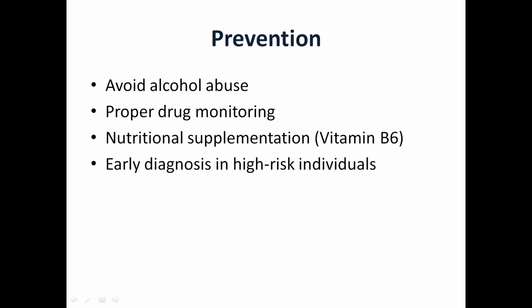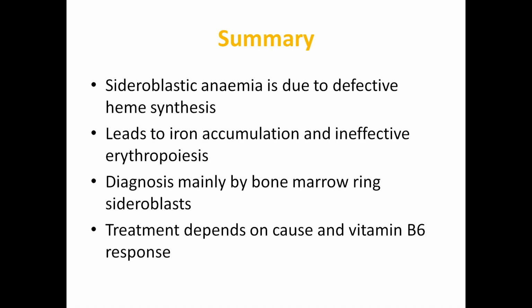Here is a summary. Sideroblastic anemia is due to defective heme synthesis that leads to iron accumulation in the mitochondria and ineffective erythropoiesis. Diagnosis is mainly by bone marrow ring sideroblasts. Treatment depends on causes and vitamin B6 response.